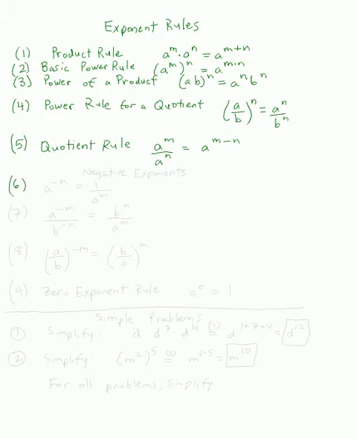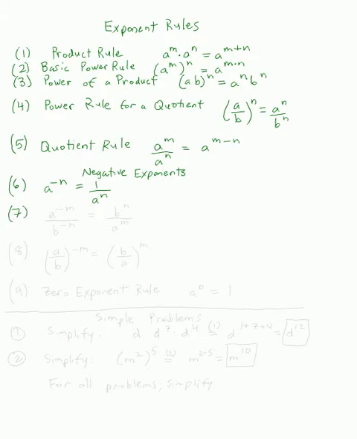Okay, next rule. We're going to talk about negative exponents now. All of the below rules are useful for negative exponents. So first, rule number 6 says, anytime you raise something to a negative power, that's equal to 1 over that exact same base, but to the positive power.